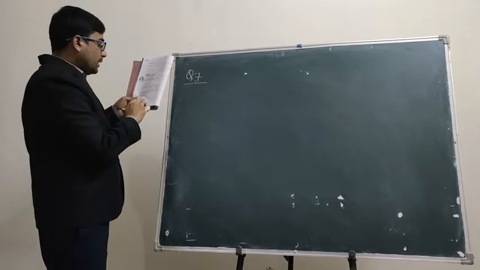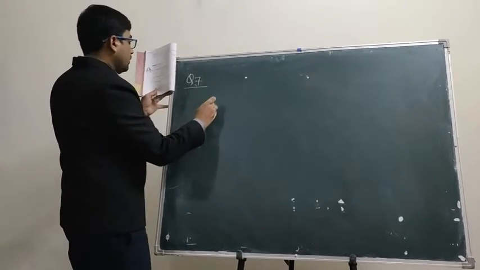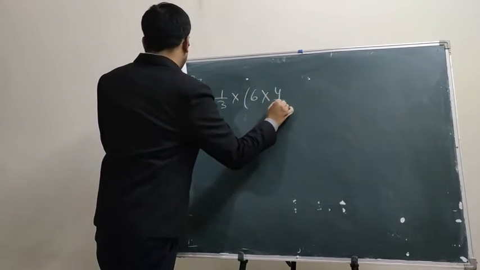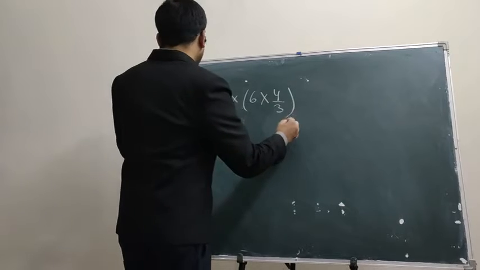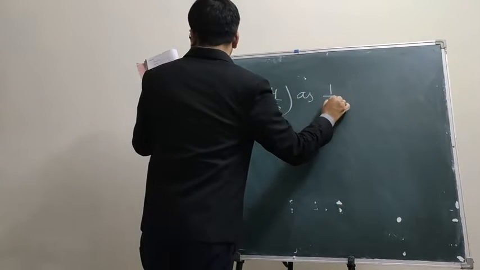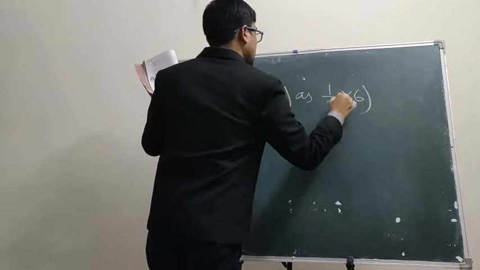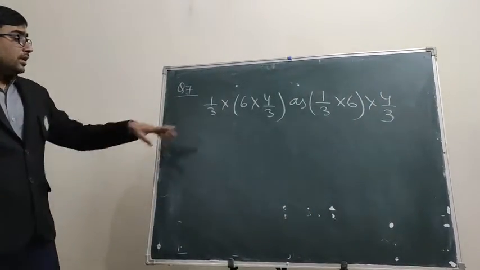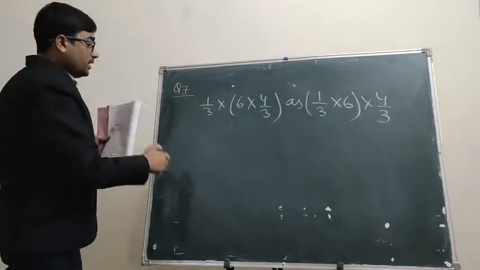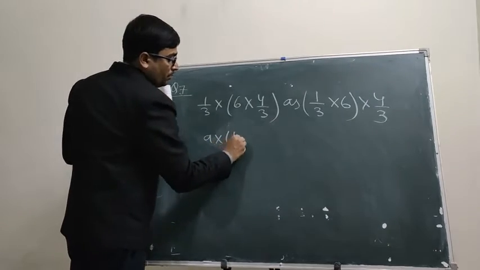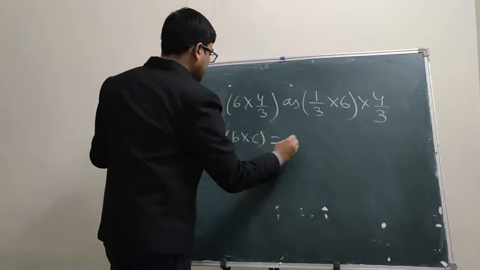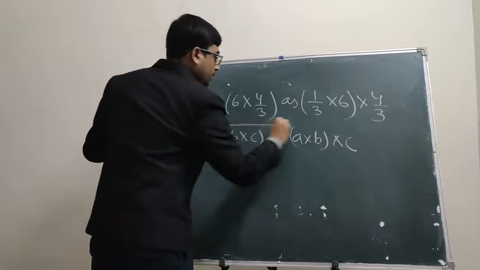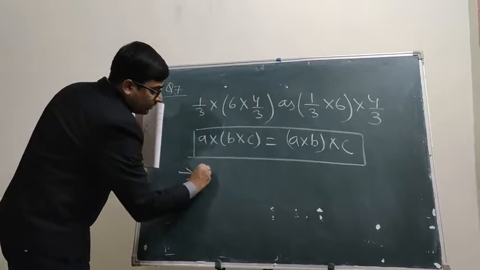Tell what property allows you to compute 1 by 3 into 6 into 4 by 3 as 1 by 3 into 6 into 4 by 3, regrouped. You already learned about the associative property: a into b into c is always equal to a into b into c, regrouped. Here which property is used? Associative property.